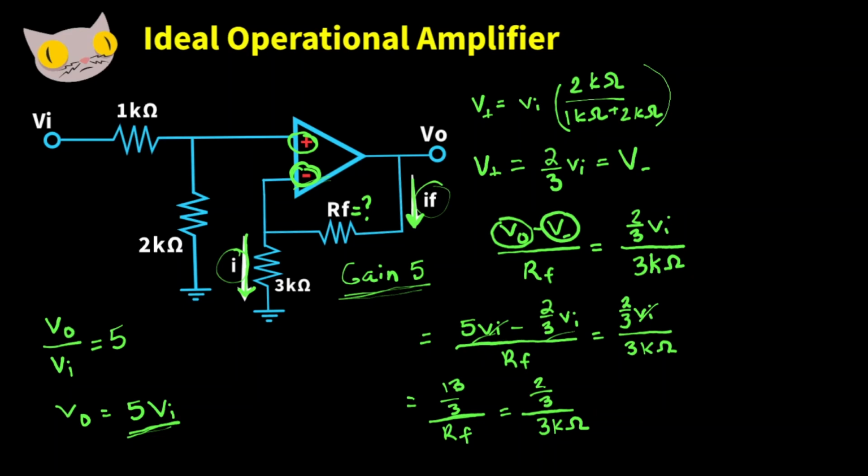So now we have 13 over 3 all over RF is equal to 2/3 over 3k ohms. And if you do the math on that, or type that into a calculator, we get RF is equal to 19.5k ohms. So we found the value of our RF resistor that got our op-amp to attain a gain of 5.